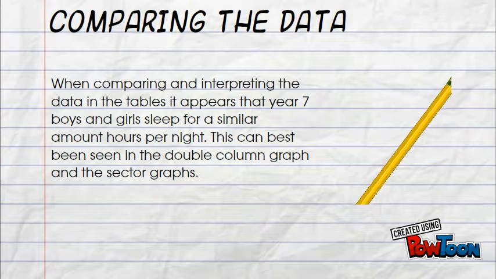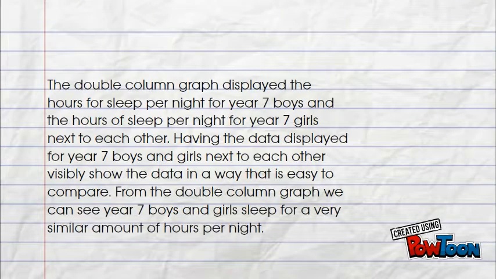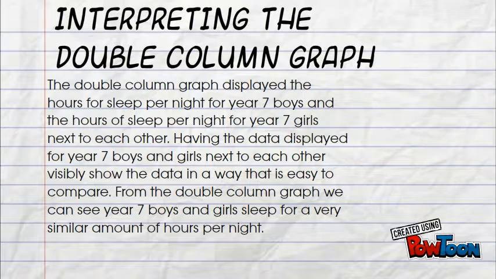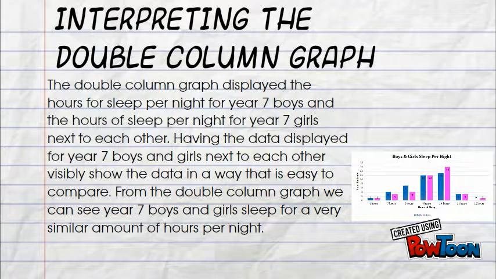Comparing the data. When comparing and interpreting the data in the tables, it appears that Year 7 boys and girls sleep for a similar amount of hours per night. This can best be seen in the double column graph and sector graphs. The double column graph displays the hours of sleep per night for Year 7 boys and the hours of sleep per night for Year 7 girls next to each other.